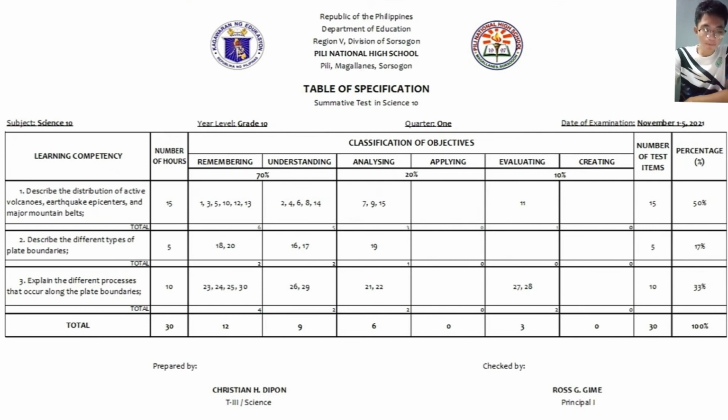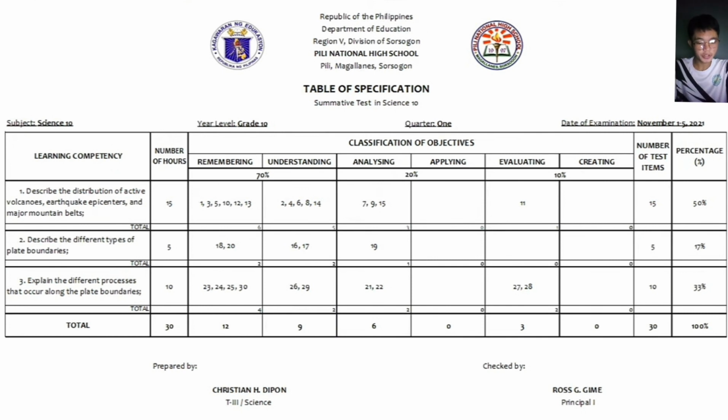So in the example here, most of the test questions take up the remembering and understanding domain, and also analyzing, because those are the easiest ones considering the time allotment. So in evaluating, there are only 3. So it is valid.